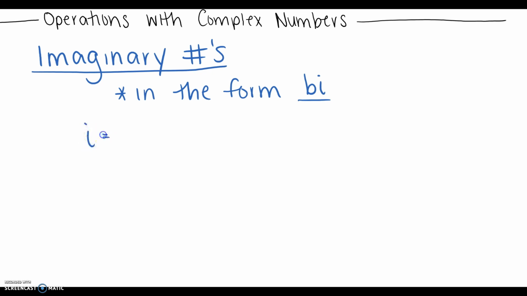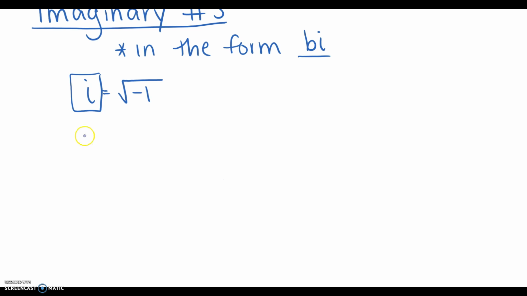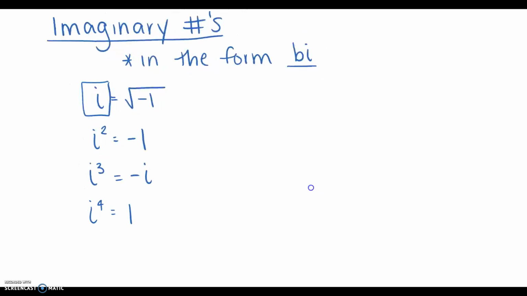Remember that i, the imaginary number, is the same as the square root of -1. But that's a lot to write, so we write it as i. That being said, i squared is going to be the square root of -1 times itself, or squared. So that's the same as -1. i cubed is the same as -1 times i, so it's -i. And i to the fourth is i squared times i squared, so that equals 1. So you should know these four.